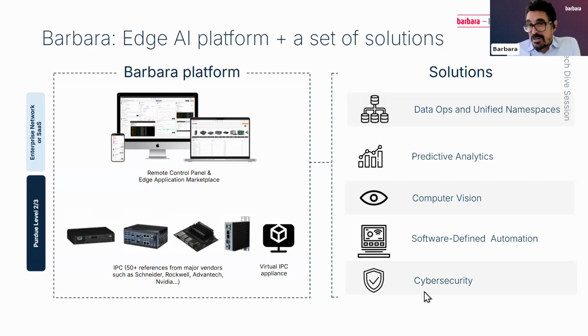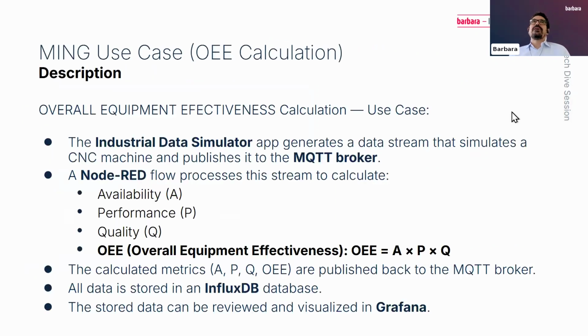But we can deploy anything at the end, okay? So that is some example. Today, we are going to focus on, I would say, a solution that is, let's say here in predictive analytics, which is the calculation of OEE, and also the UNS, the Unified Namespace solution. So let's start with the OEE calculation.